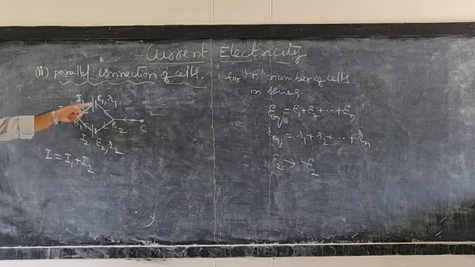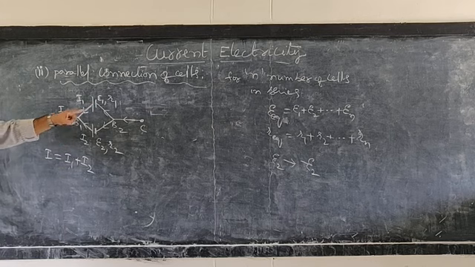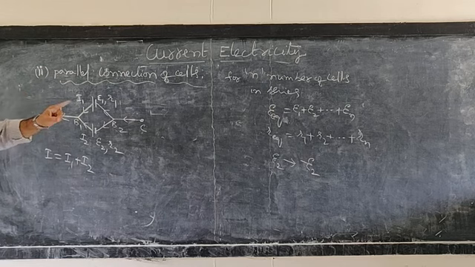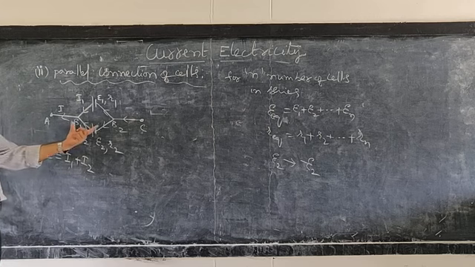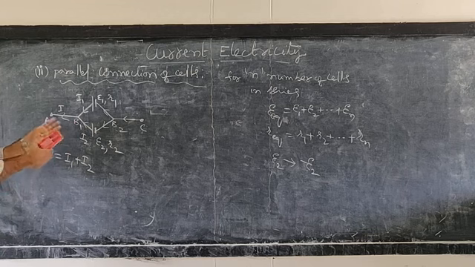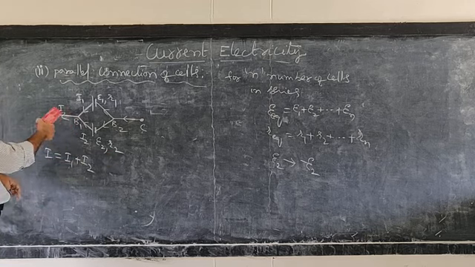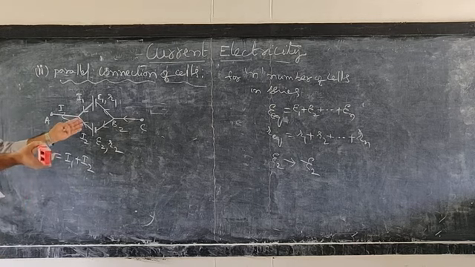In this case, the current through different cells will be different. It is not as in the case of series, where irrespective of the EMF, the same current passes. Here, different currents pass through the cells in parallel connection, or the main current branches out at the junctions. At the joining point, the current is branching out, or here it combines and then becomes I. So if the current is going like that, then it branches out.